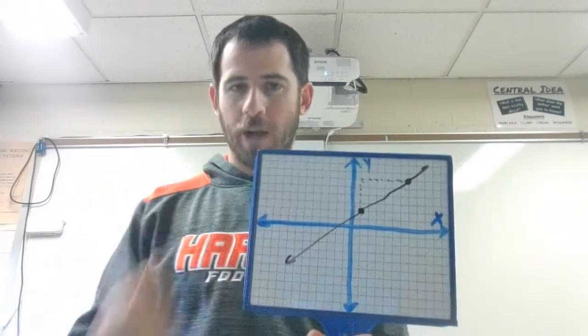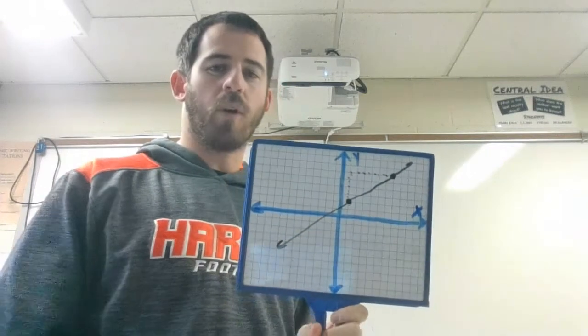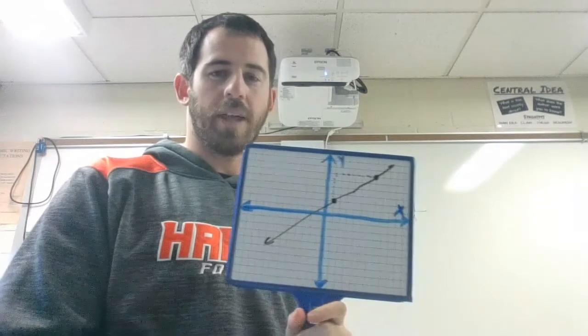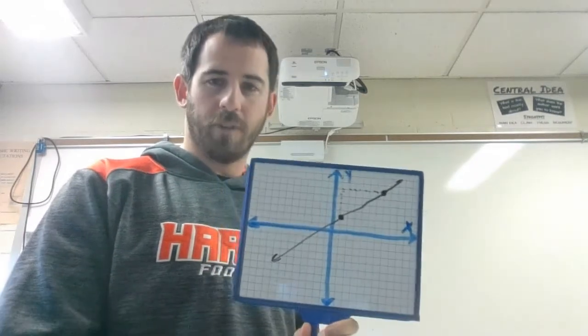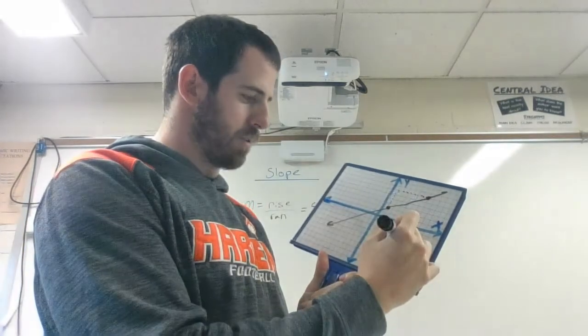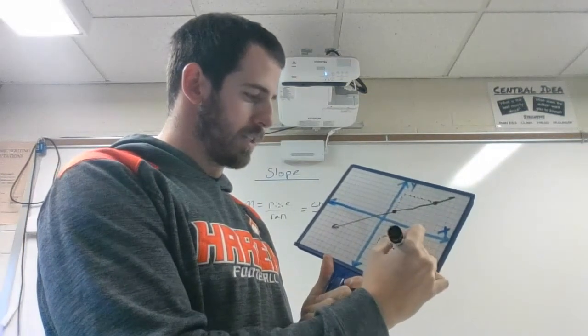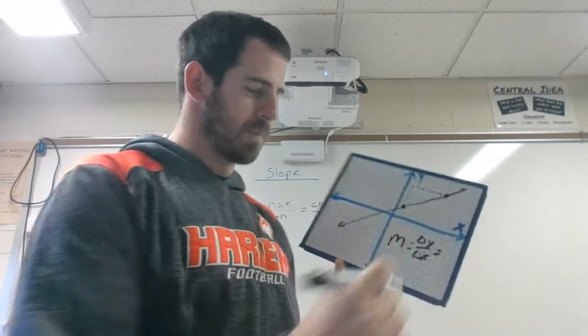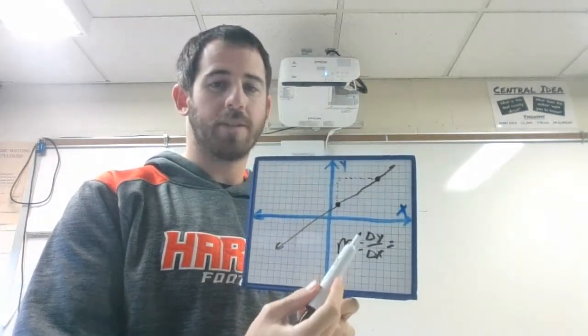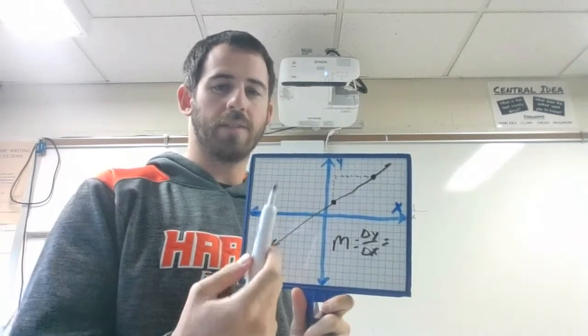So back to this problem that we had. We're always going to go left to right. Always left to right. That way we know that the bottom of our fraction, so m equals the change in y, change in x. We know that the bottom is always going to be a positive. The top is going to be positive or negative. If it's going up, it's positive. If it's going down, it's negative.